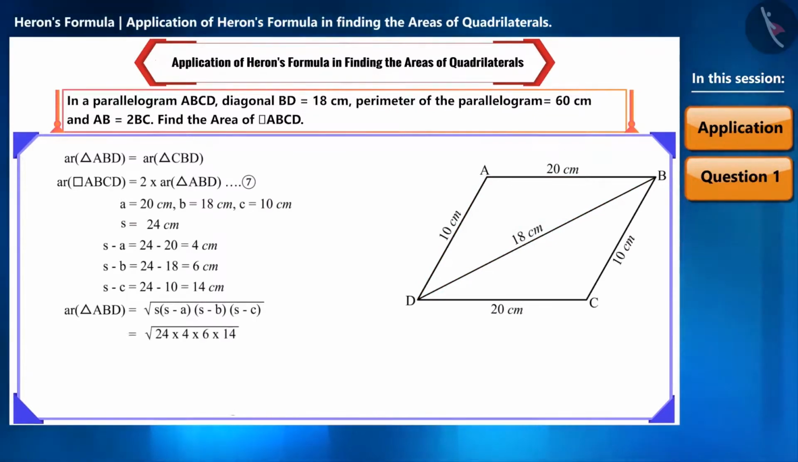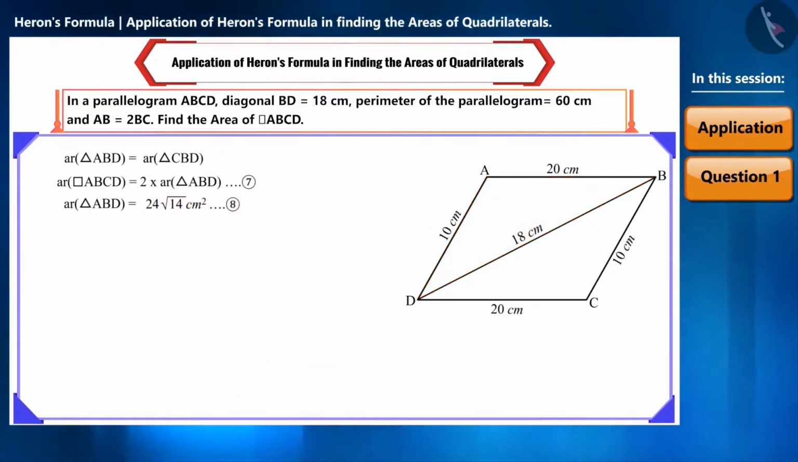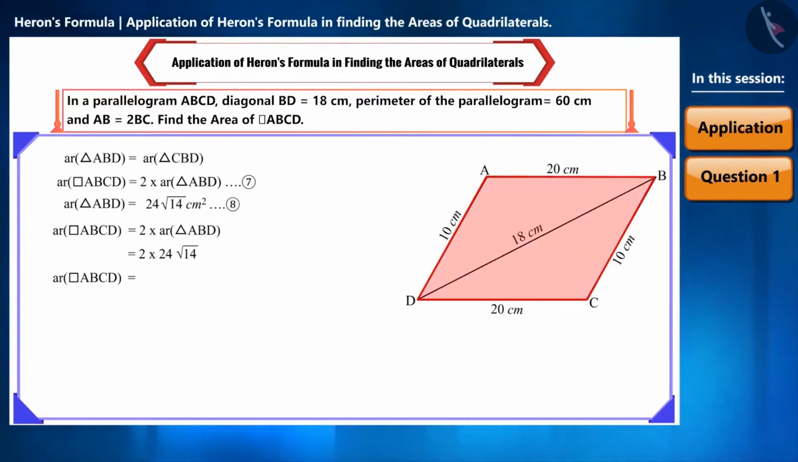Here, instead of finding the product of these numbers, we will find their factors. In this way, the area of triangle ABD will be 24 root 14 square centimeters. And now we can substitute its value in this equation 7 to find the area of the parallelogram. We get the area of the parallelogram ABCD as 48 root 14 square centimeters.